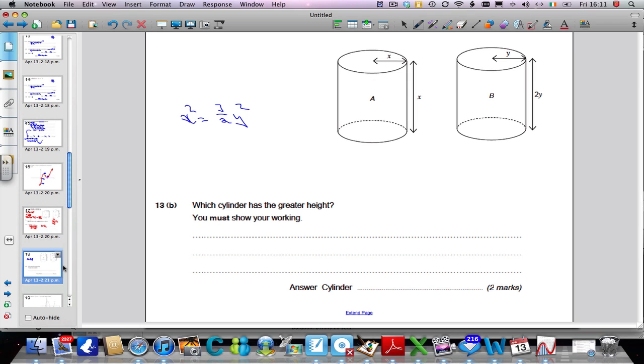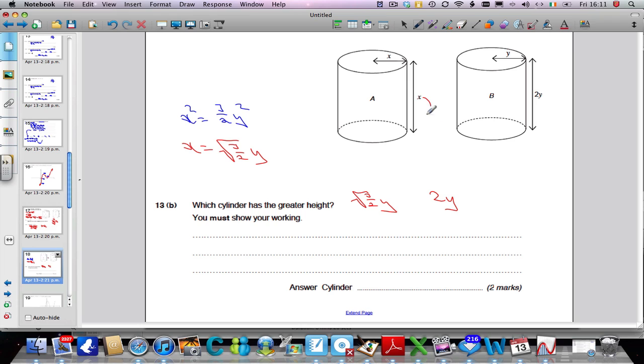Okay, next one. I'm asked to work out which cylinder has the greater height. Now we've already worked this out. We know x squared equals 3 over 2 y squared. That means x equals the square root of 3 over 2 y. So x equals root 3 over 2 y. Let's check. How does that compare to 2y?